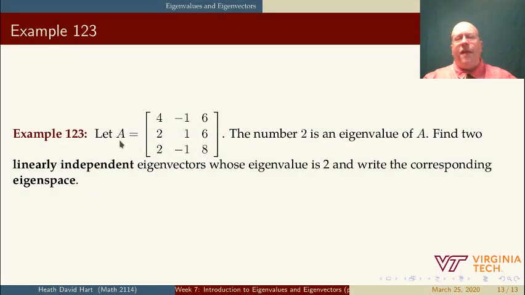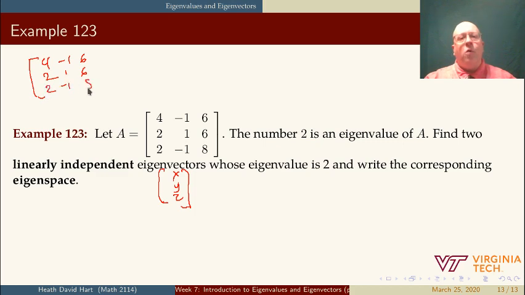Let's look at this last example for today. Let A be this matrix here. The number 2 is an eigenvalue of A. We want to find 2 linearly independent eigenvectors whose eigenvalue is 2, and then we want to write the corresponding eigenspace. So I don't know what the eigenvectors are, so I'm going to call them x, y, z for right now. And I'm going to multiply this out. [4, -1, 6; 2, 1, 6; 2, -1, 8] times (x, y, z).